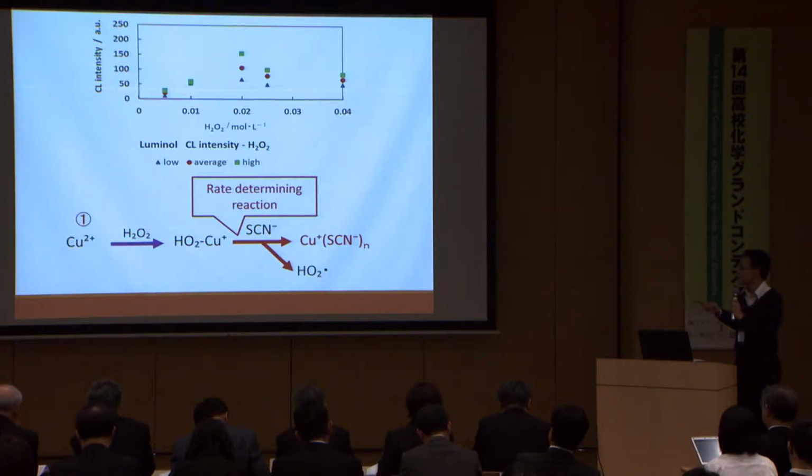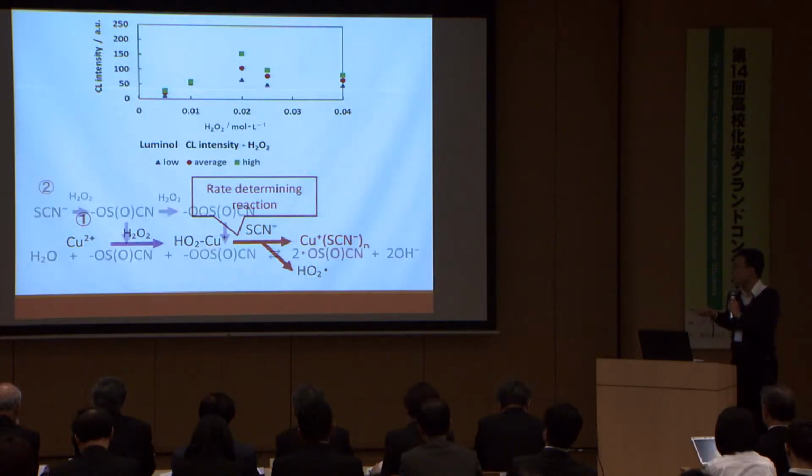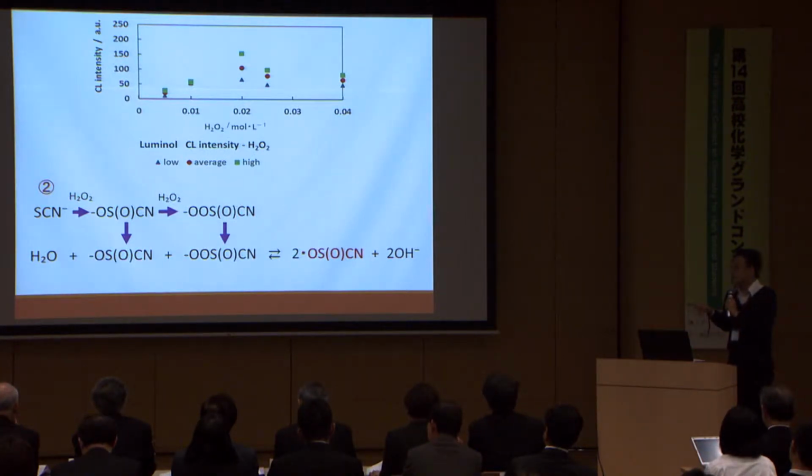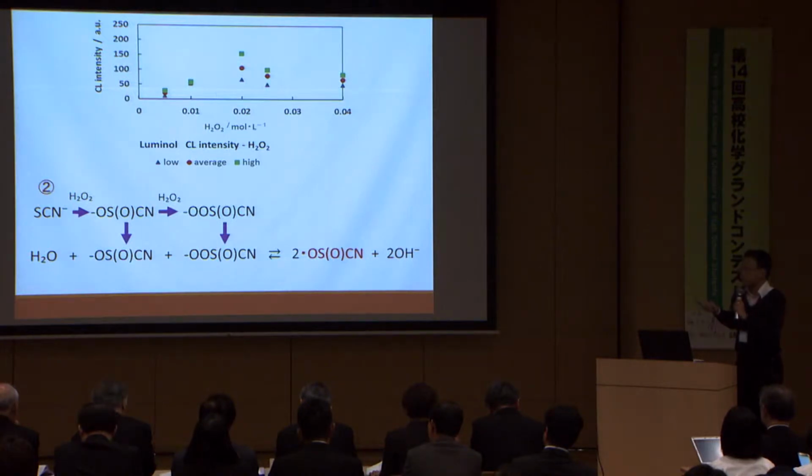The reason is that the H2O2 is not only related to reaction number 1, it is also related to reaction number 2. If the H2O2 isn't enough in the solution, that means this radical won't be generated enough to react with luminol. And that's why the chemiluminescence intensity has decreased if the H2O2 is not enough in the solution.